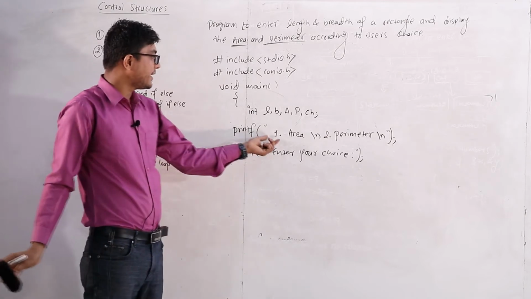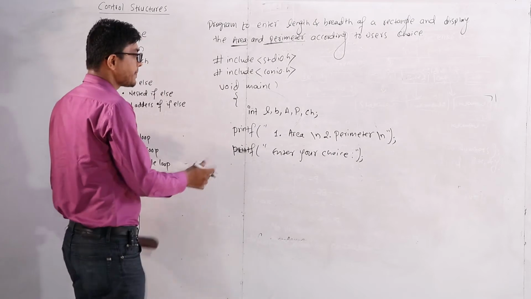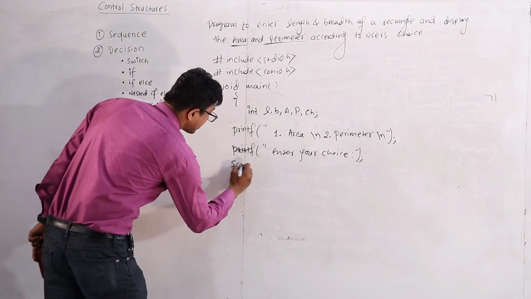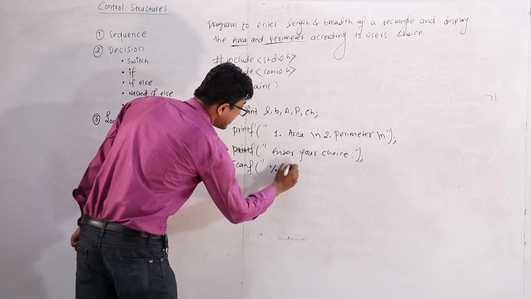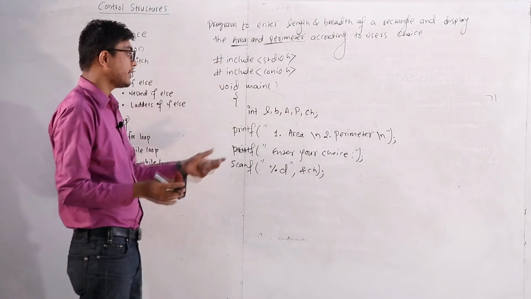First of all, you have to display area and perimeter: 1 for area, 2 for perimeter. Now the user will enter their choice, either 1 or 2. Scanf the user's choice with %d. Now the user has chosen either 1 or 2.